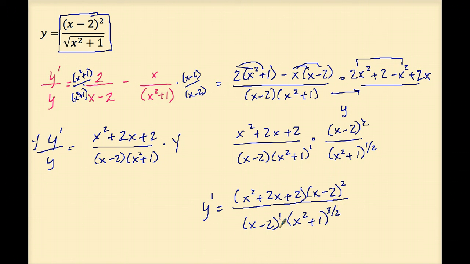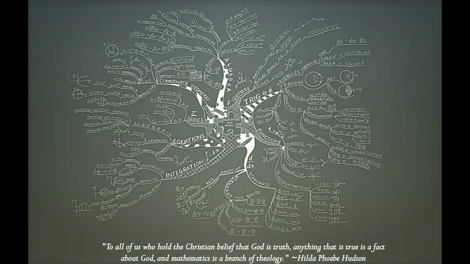One final simplification, this x minus 2 term can cancel with one of the ones in the numerator, giving me x squared plus 2x plus 2 times x minus 2 over x squared plus 1 to the 3/2 power. So this is a way to use logarithmic properties, even though the original function was not a logarithmic function, in order to simplify the function and take the derivative. That's it for today's lecture.